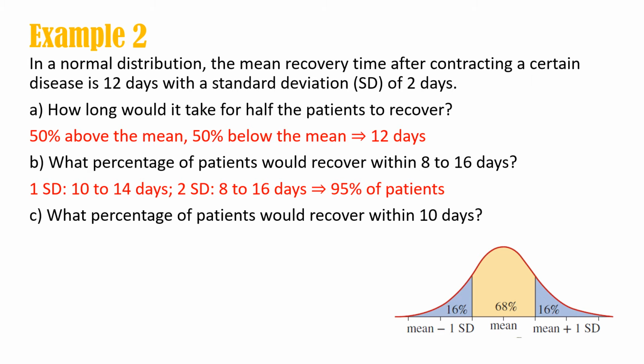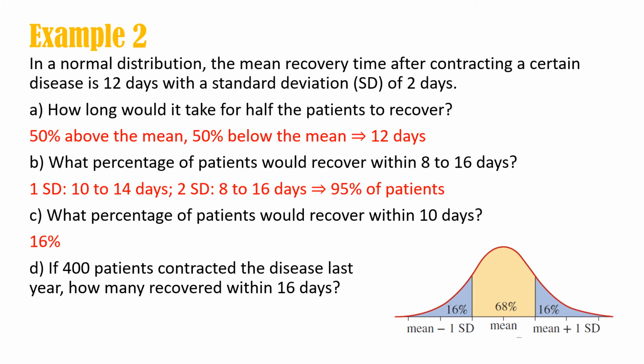So our mean in the middle is 12 days. 1 standard deviation to the left is 10, but I want to know everybody who's less than that 10. So looking at that diagram, I'm talking about that shaded area on the left tail that says 16%. Because those represent the patients who would recover in less than or up to and including 10 days. So what percentage? It's that 16% on the left tail there, because that's at the lower end.